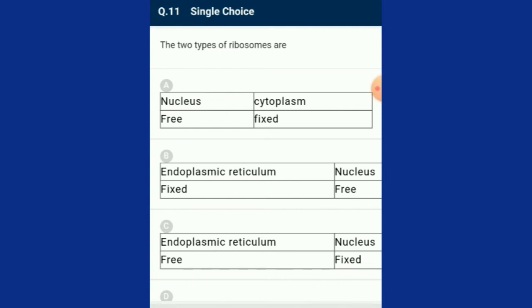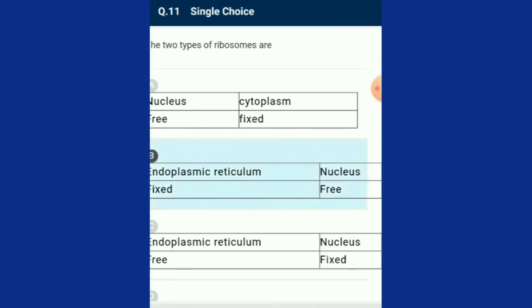So the answer for this question is option B. Endoplasmic reticulum fixed, nucleus free.